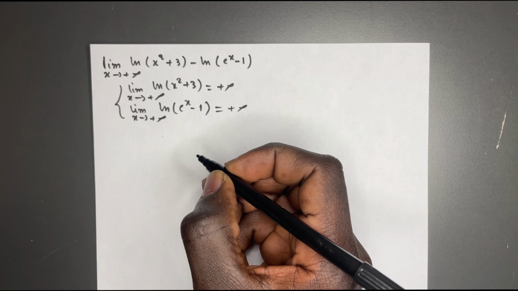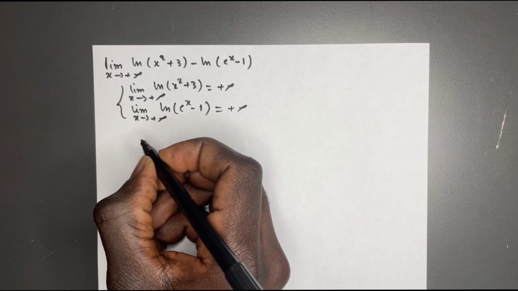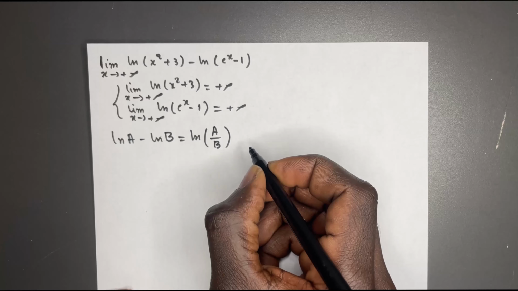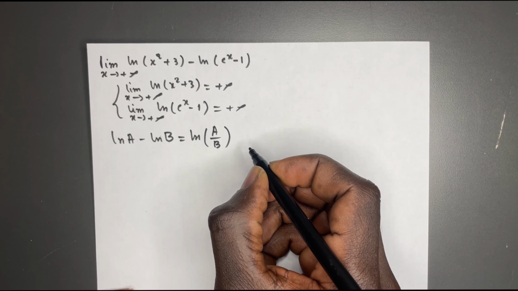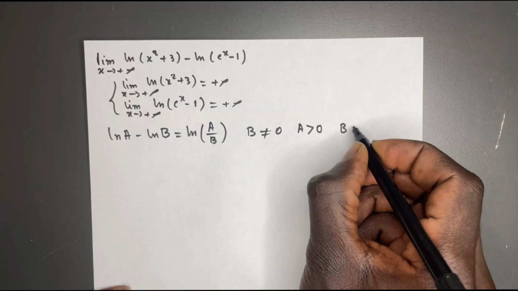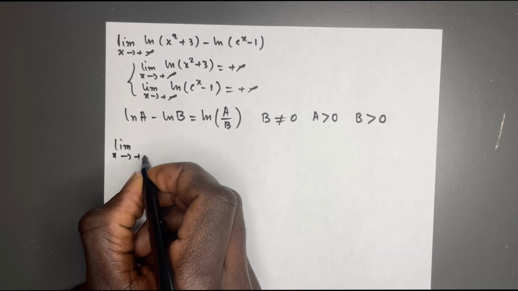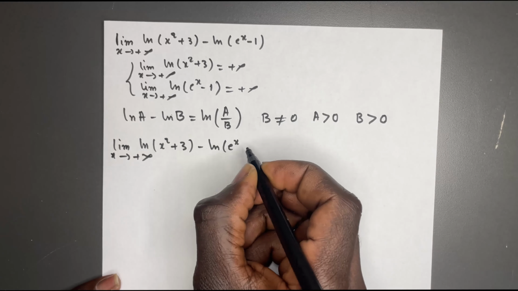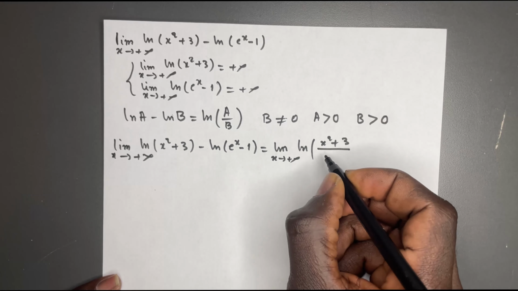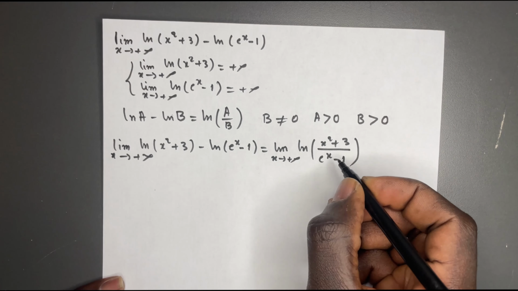To simplify, we will use the log identity ln a minus ln b equals ln of a over b, with b different from 0, a and b strictly positive. Applying that, the limit becomes this. Now we're gonna analyze the inside of the natural log.